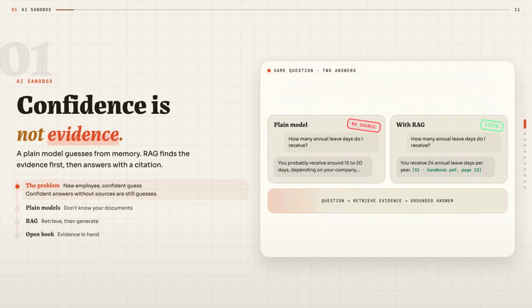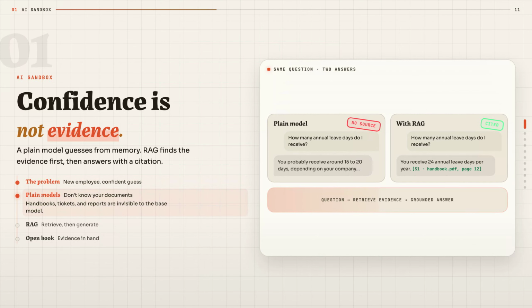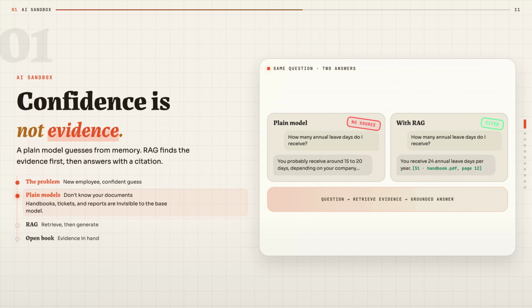Imagine asking a new employee about a company policy they have never read. They might give you a confident answer, but confidence is not evidence. A normal AI model has the same problem. It does not know your latest handbook, your product documents, your support tickets, or your private reports.